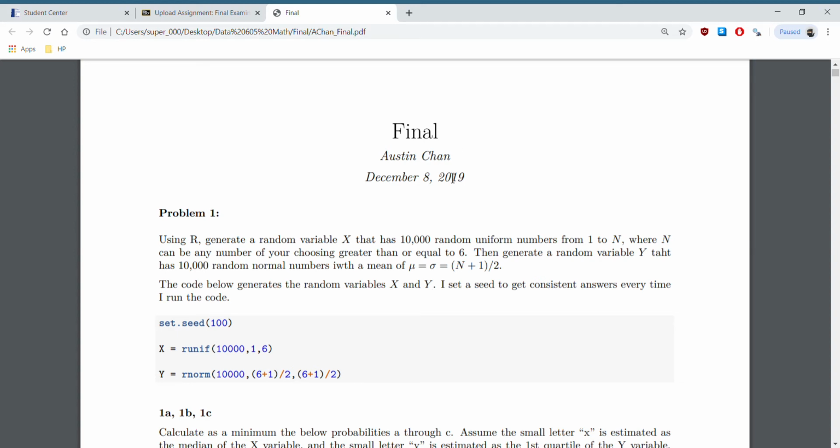So for this first problem, it says to use R to generate a random variable x that has 10,000 random uniform numbers from 1 to n, where n can be any number of your choosing greater than or equal to 6. And then generate random variable y that has 10,000 random normal numbers with a mean of mu is equal to sigma is equal to (n+1)/2.